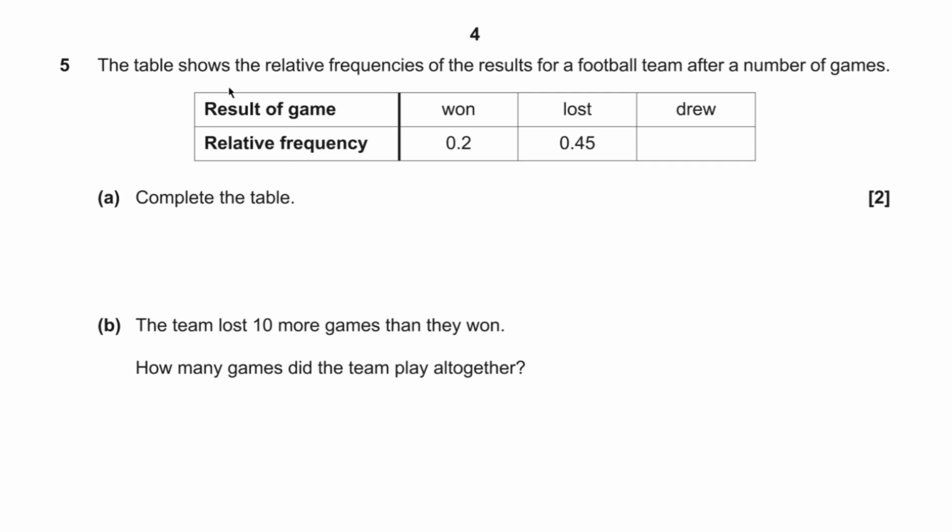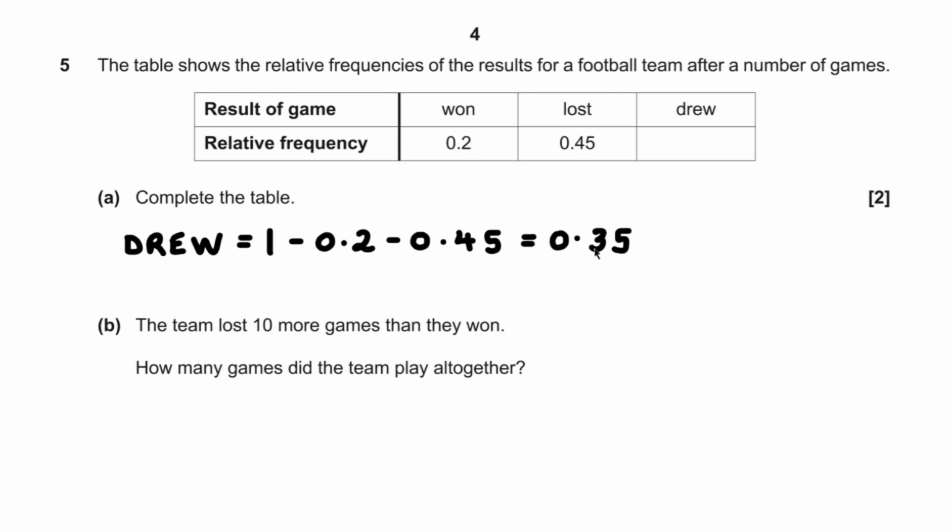Question number 5. The table shows the relative frequencies of the results for a football team after a number of games. So the relative frequency of winning is 0.2. The relative frequency of losing is 0.45. For part A, we have to complete the table. So we want the relative frequency of drawing. So that's equal to 1, subtract this 0.2, subtract this 0.45. And if we work this out, we get 0.35. So the relative frequency of drew is 0.35.